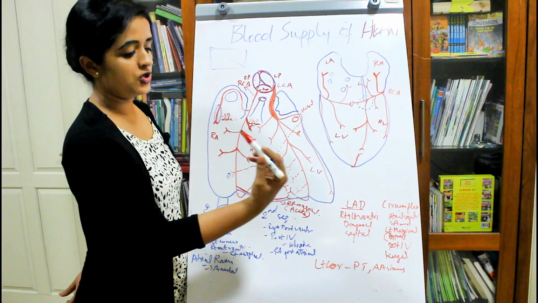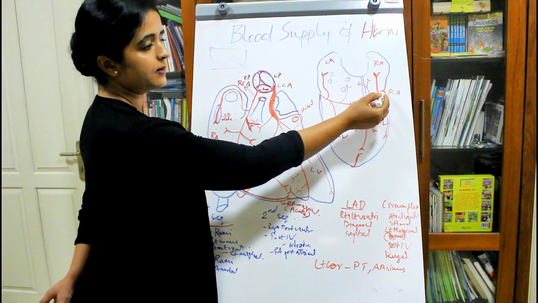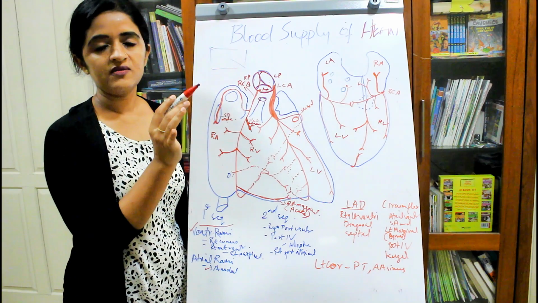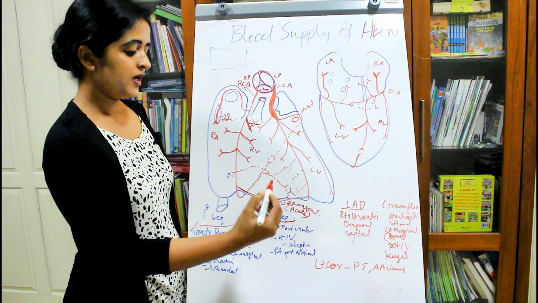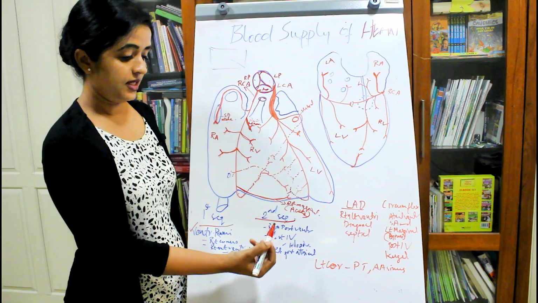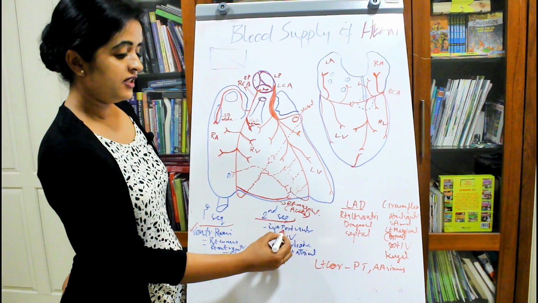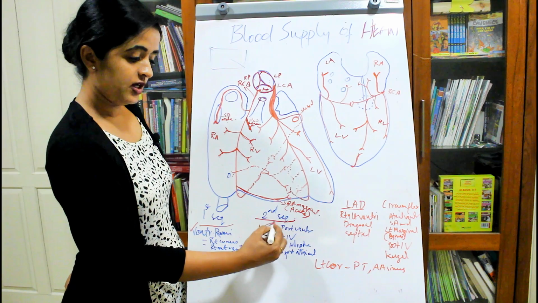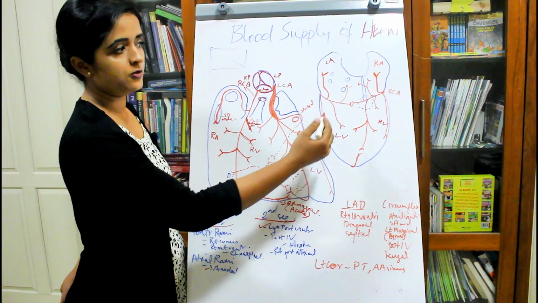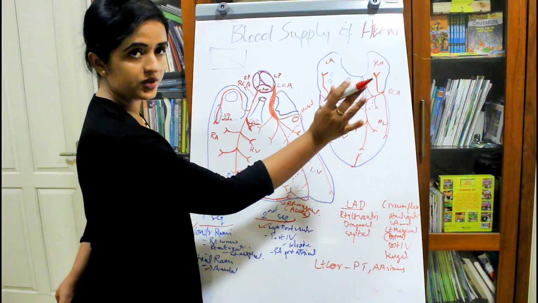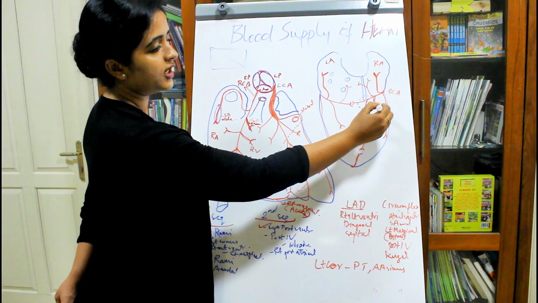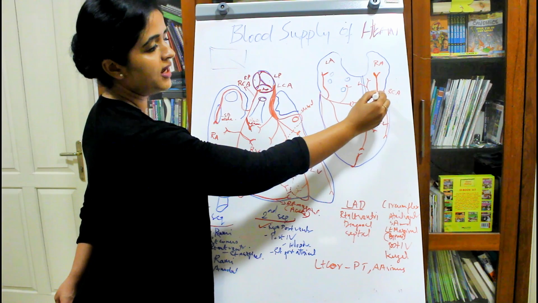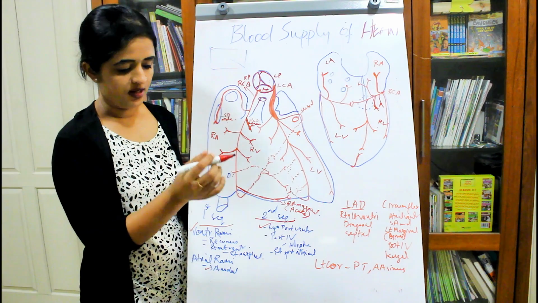Now let's move on to the second segment. Second segment means the part of the right coronary artery which is seen from the posterior aspect. So this is the second segment. Now what are the branches arising from the second segment? We have the posterior ventricular branches. This is the posterior aspect of the right ventricle. So you can see the ventricular branches arising from the main trunk of the right coronary artery.